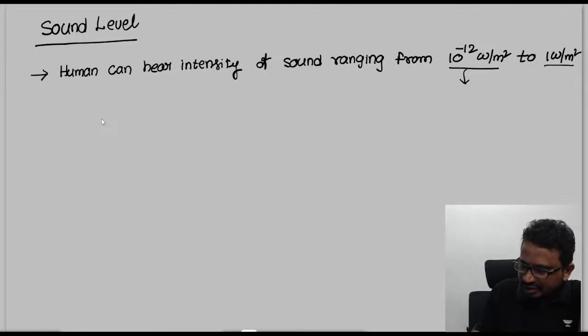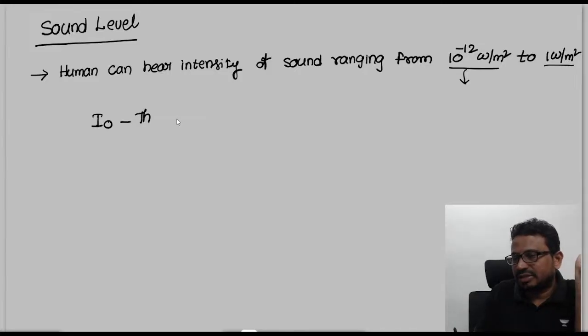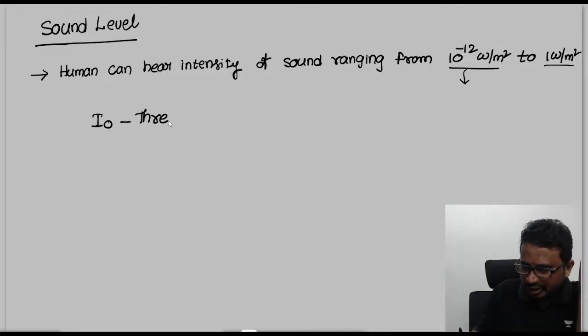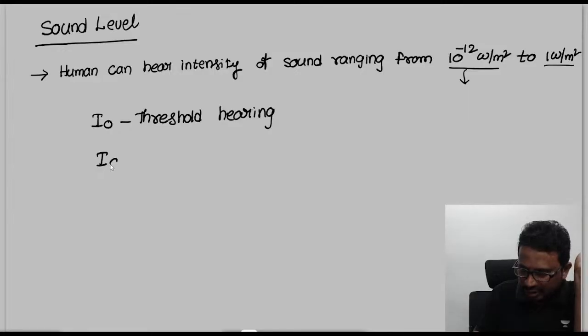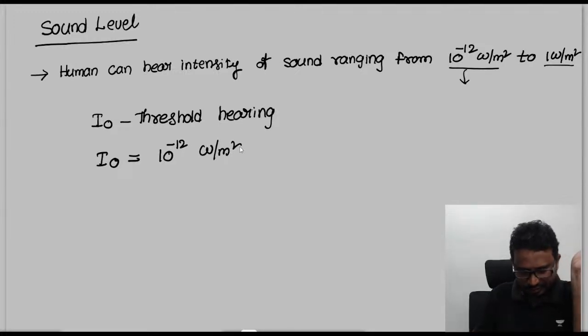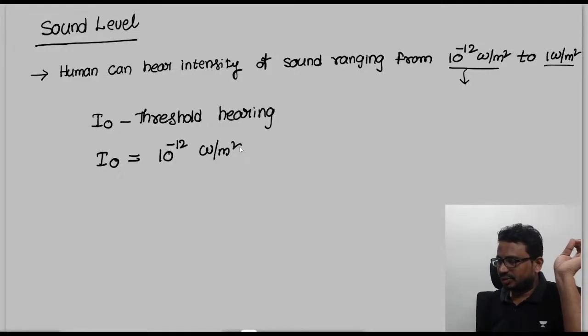This is called the threshold of hearing. We denote this as I0. I0 is the minimum intensity that humans can hear, and the threshold of hearing is 10 power minus 12 watt per meter square.